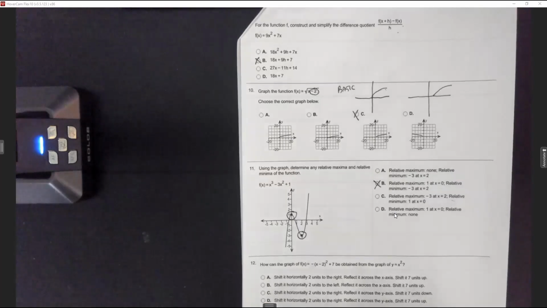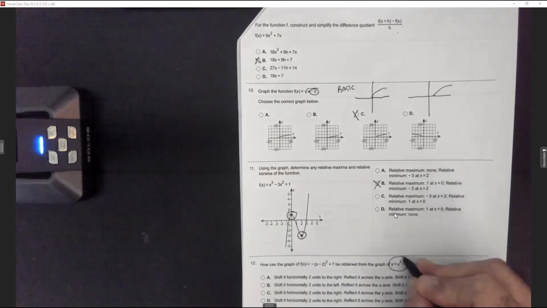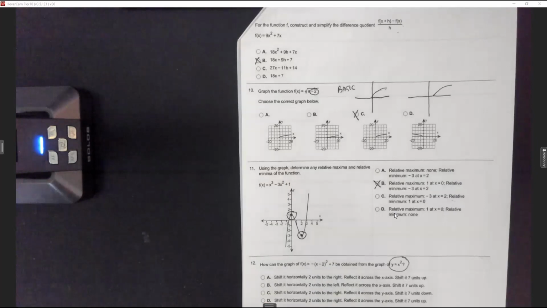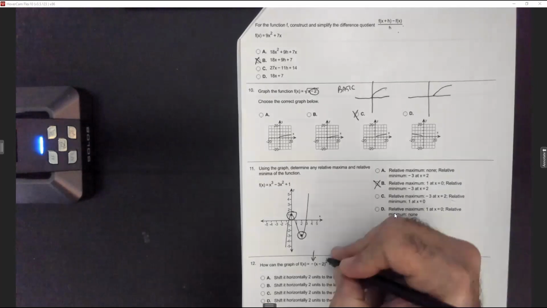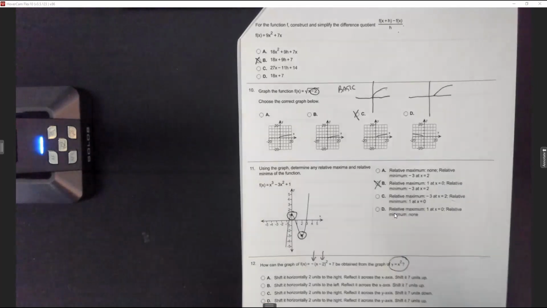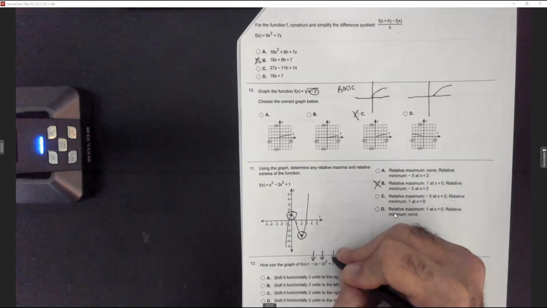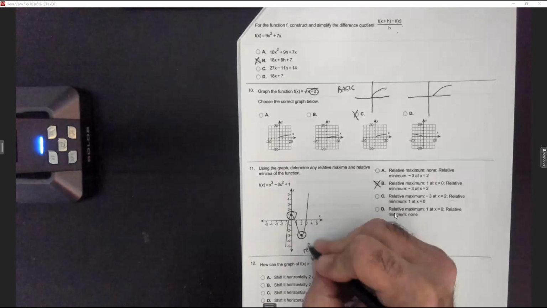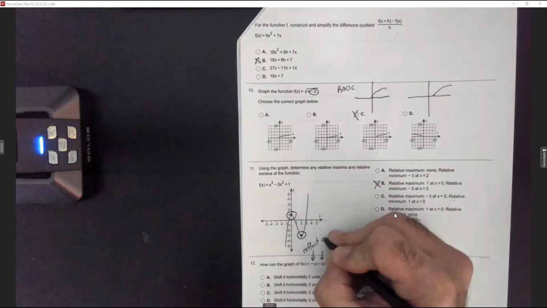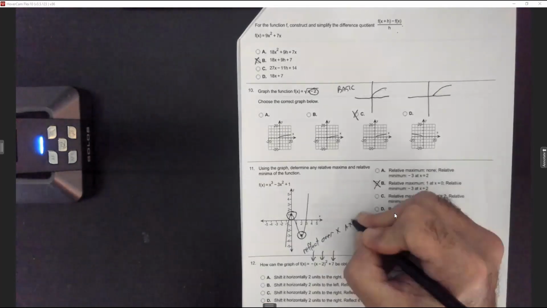How can the graph of f of x equals negative x minus 2 squared plus 7 be obtained from the graph of y equals x squared? So you're starting with this basic graph. If you notice, there's 3 things happening here. You got that negative, you got that 2 being subtracted, and you got that 7 being added. So this negative out front is going to reflect over the x-axis.